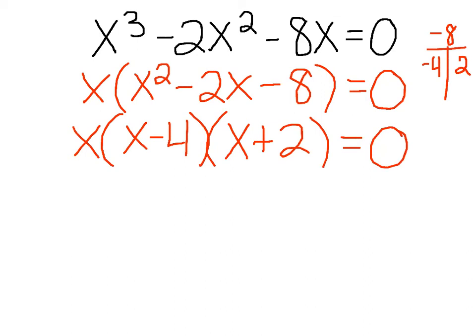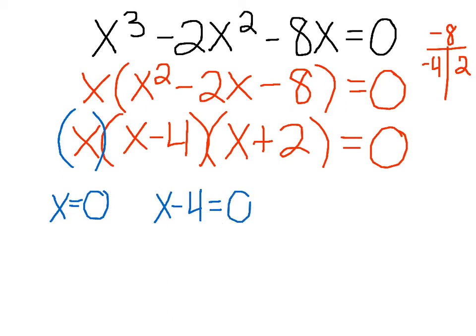Well, the last step was to set each factor equal to 0. But now we have 3 factors. We have our usual x minus 4 and x plus 2, but we also have x here on the outside. You can think of it as a set of parentheses on its own. So we have to set that equal to 0, along with x minus 4 equals 0 and x plus 2 equals 0.